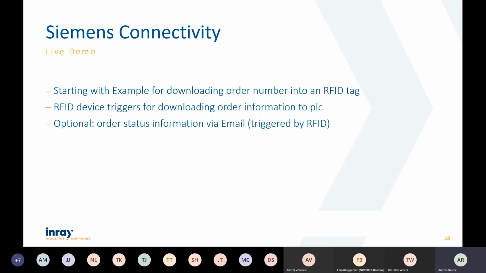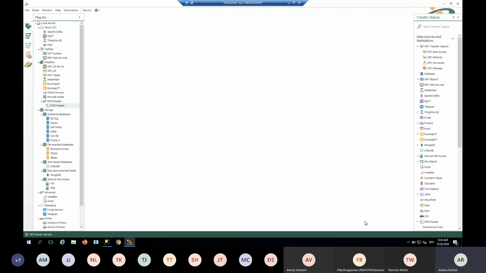So let's start with an easy example. Oops, sorry, I moved forward, so it stepped over my slide. But I can tell you, we first want to show an example of how to download, for example, the order number into an RFID tag. Of course, before we can communicate with an RFID server, it's an OPC UA server, because it's the OPC UA companion specification.